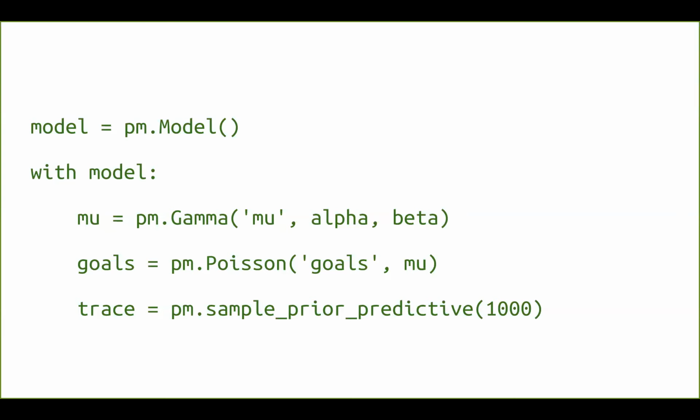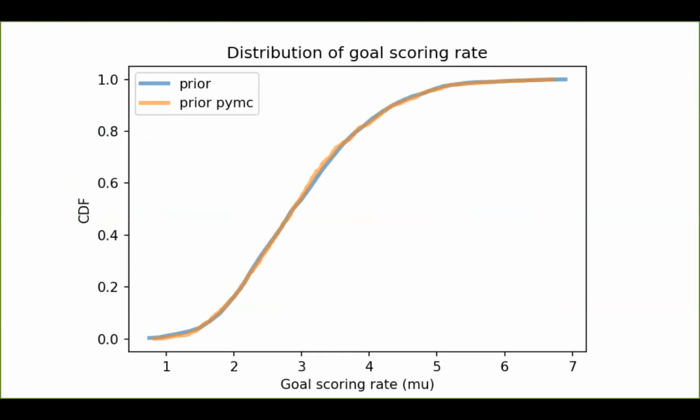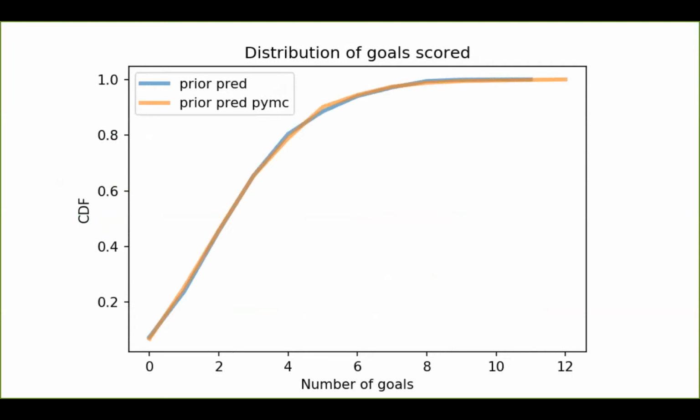Now I'm going to use a function provided by PyMC called sample prior predictive. This is going to generate a sample from the prior distribution of mu and the prior distribution of goals. And I can confirm that I get the same thing in blue, which is what I got from the grid algorithm, and in orange, which is what I get from PyMC. This is telling me that I've got the same model in both implementations. Similarly, this is the prior predictive distribution for the number of goals. Again, these two models are the same.